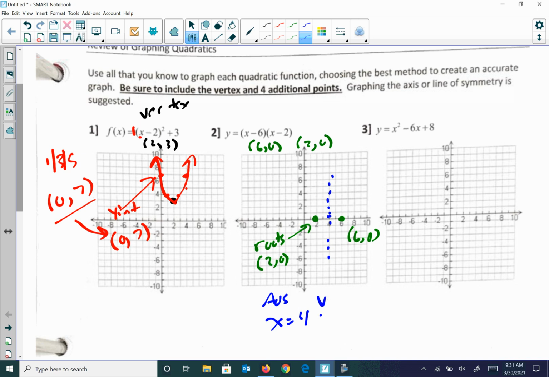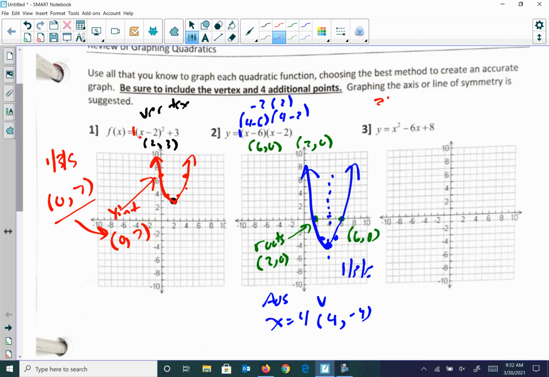Remember, I can find my vertex because I get 4, something. So 4 minus 6 and 4 minus 2. It's going to give me -2 times 2, which is -4. 4, -4. And my pattern graph, because there's a 1 up front, is going to be 1, 3, 5. So right 1 up 1, left 1 up 1, right 1 up 3, left 1 up 3. Notice it fell on the roots, which is fine. There's our parabola.